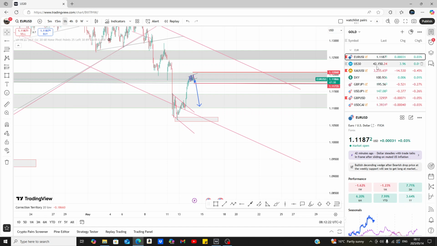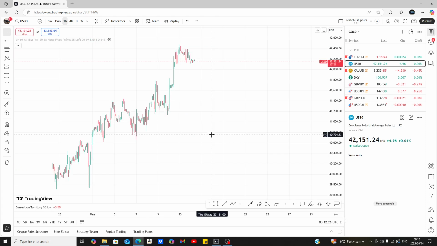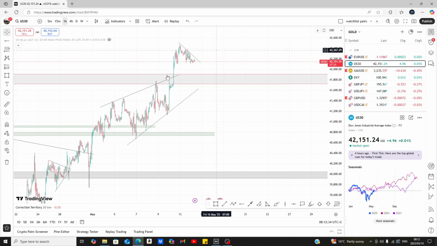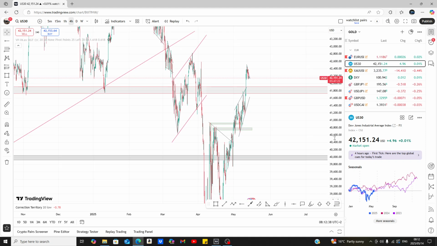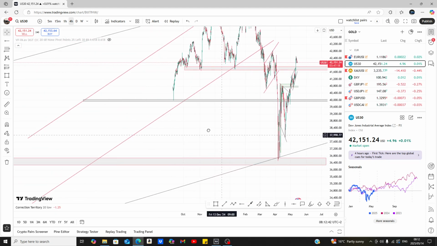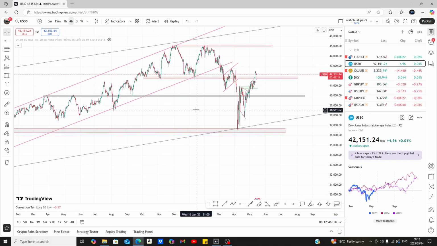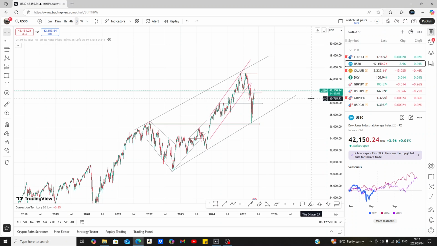US30. So US30 clear uptrend, right? Previously we had this bounce off previous key structure here, and price shot to the upside. And let's not forget that US30 was in an overall uptrend, right?